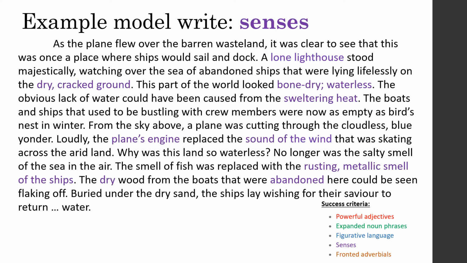Here are the examples of the sentences that have been used. Now it's really easy to write down what you can see, but really think carefully about your other senses in particular. For example, what you can feel, so we've got sweltering heat, or what you can hear, which is the plane's engine. Also what you can smell, which is the rusting metallic smell. So really think about the other senses that you can use when you're writing.